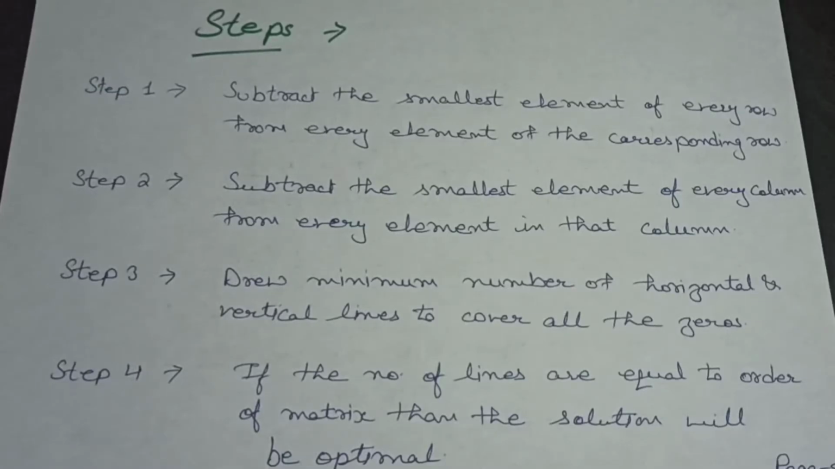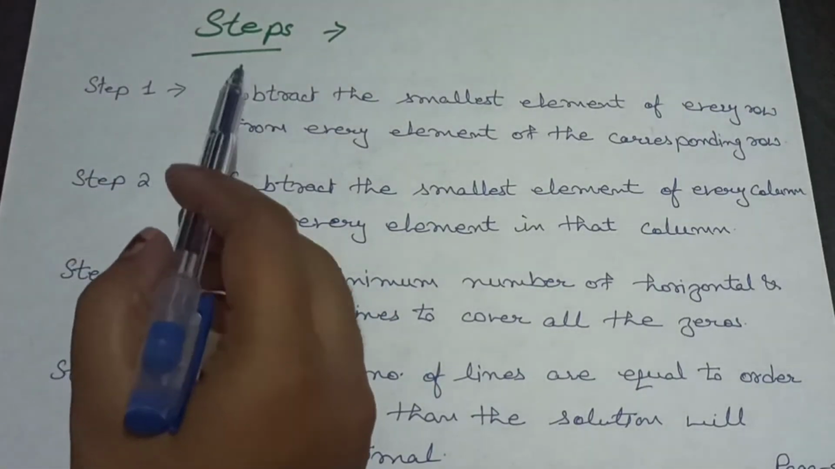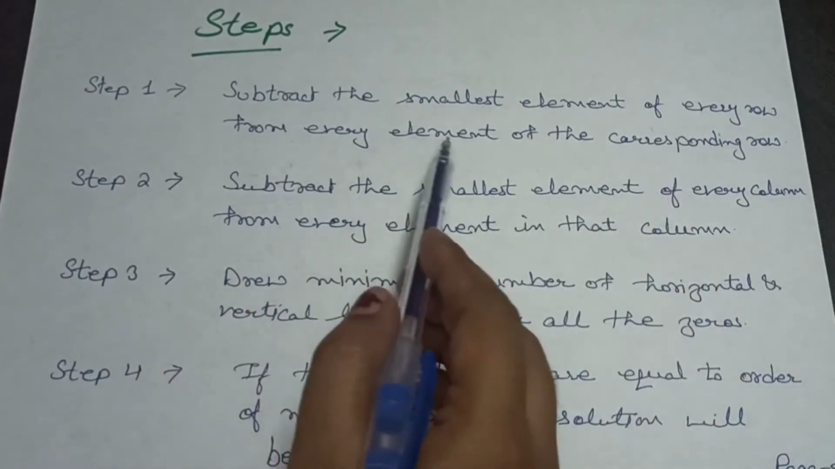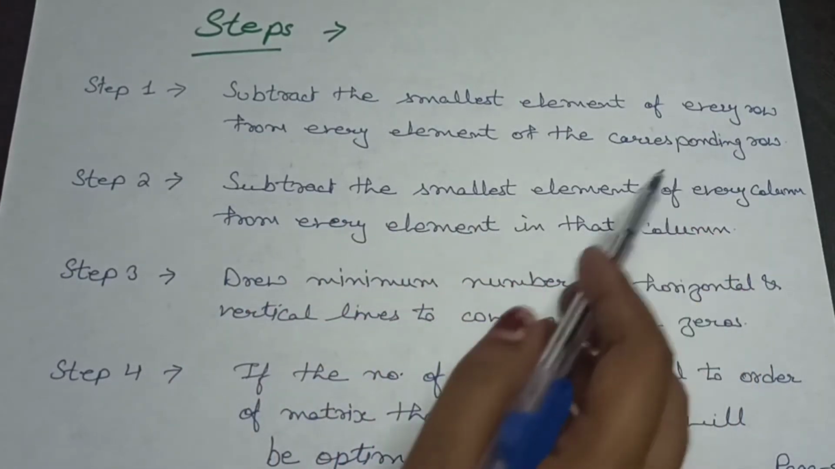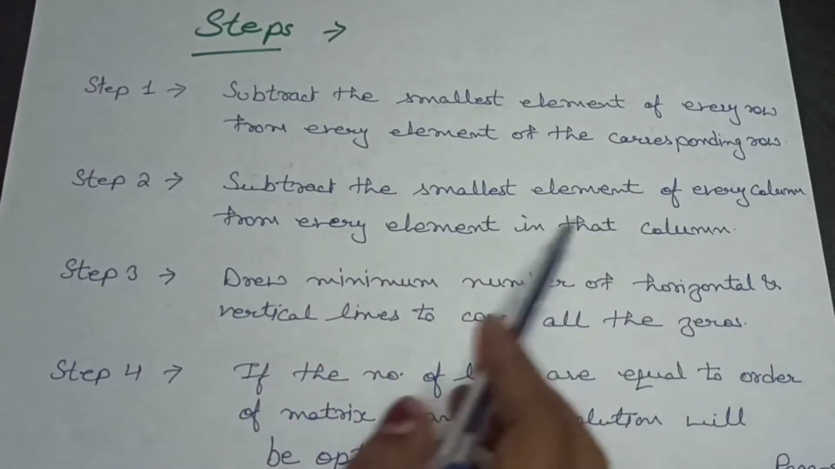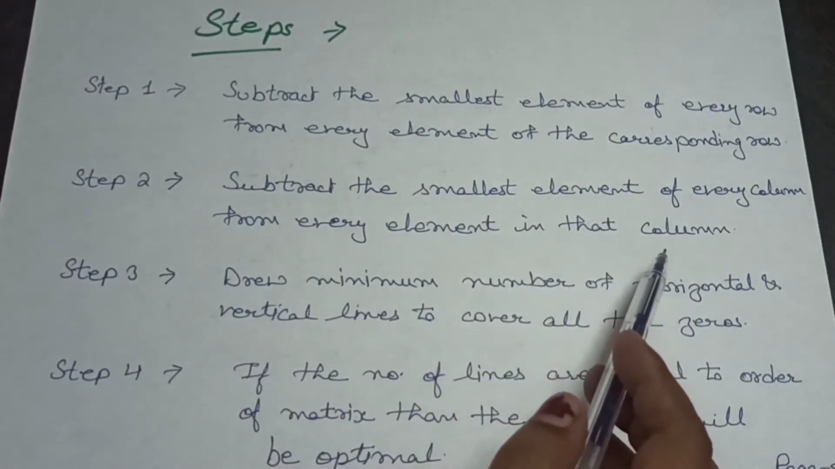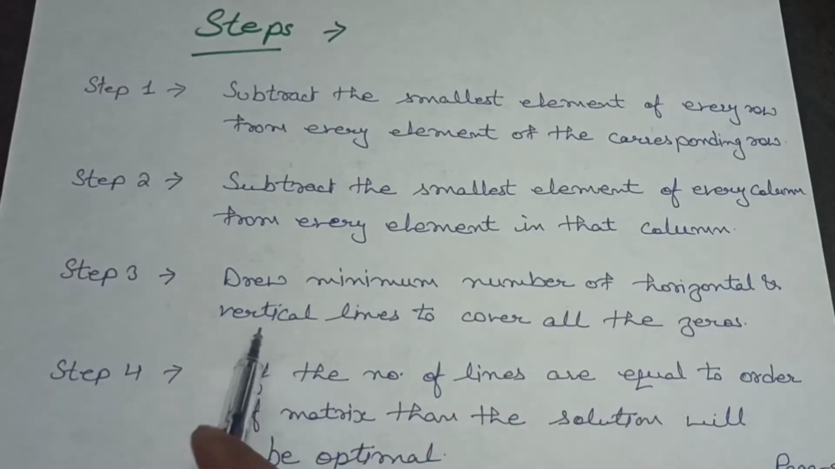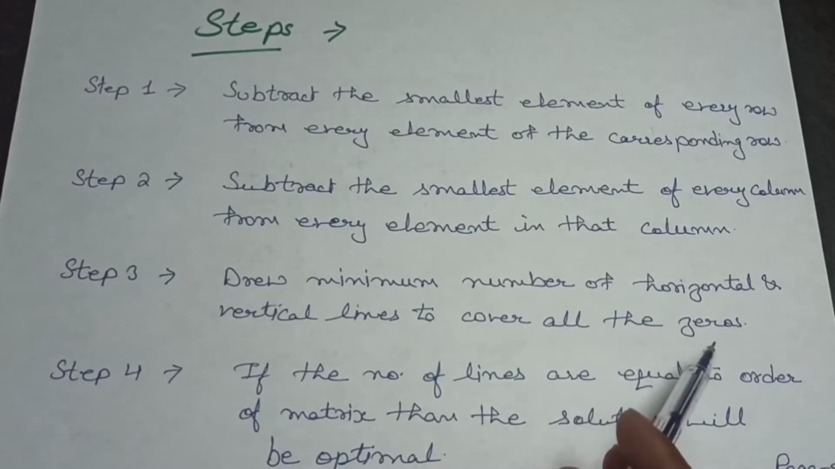Here we have the steps for how to solve assignment problems. Step 1. First of all, we will subtract the smallest element of every row from every element of the corresponding row. Second step, subtract the smallest element of every column from every element in that column. Then step 3. Draw the minimum number of horizontal and vertical lines to cover all the zeros. And step 4. If the number of lines is equal to the order of the matrix, then the solution will be optimal.